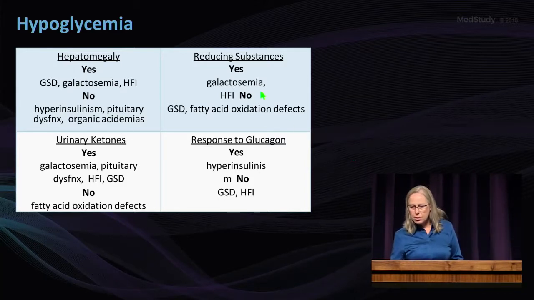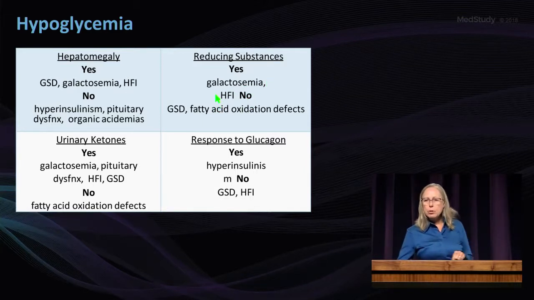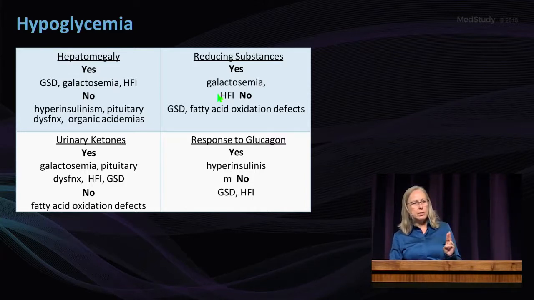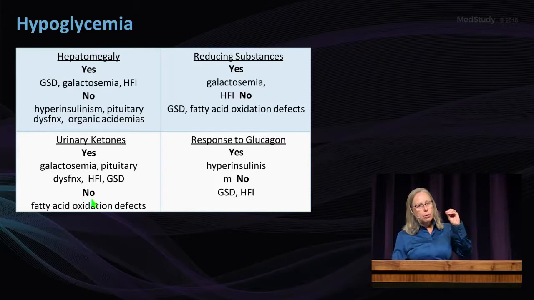Your reducing substances, this HFI should be up here, no should be on the next line. So if you're making reducing substances, think about galactosemia and hereditary fructose intolerance, GSD and fatty acid oxidation disorders. You should not be throwing reducing substances with the others. Big livers: GSD, galactosemia, HFI. No, with primary hyperinsulinism, pituitary dysfunction, and your organic acidemias. Ketones, yes: galactosemia, pituitary dysfunction, HFI, and GSDs. No to fatty acid. And remember, you might throw off a few. It can be hypoketotic, but really the difference is, are you throwing a whole bunch or not very much?